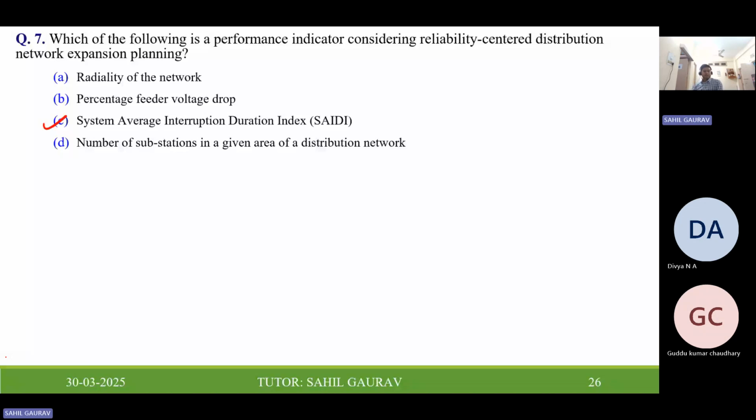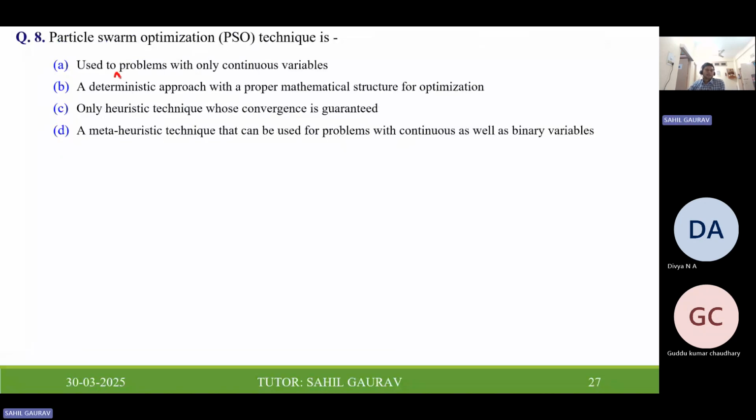Now problem number 8, particle swarm optimization is, and the options are: A, used to solve problems with only continuous variables. I think there is a mistake here. This should be used to solve optimization problems with only continuous variables.